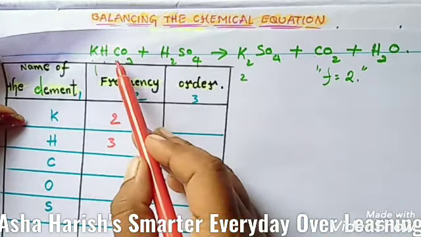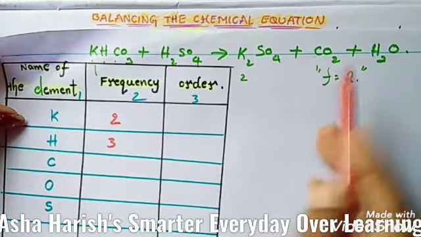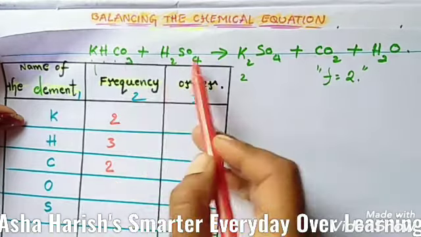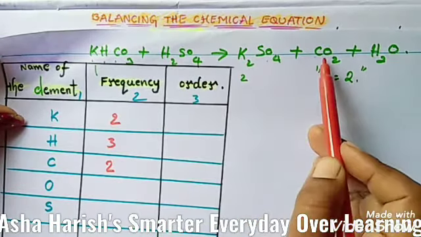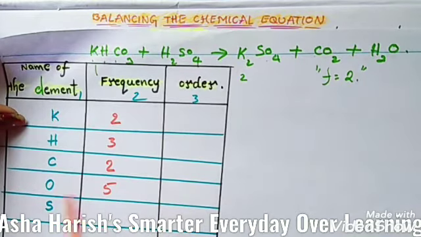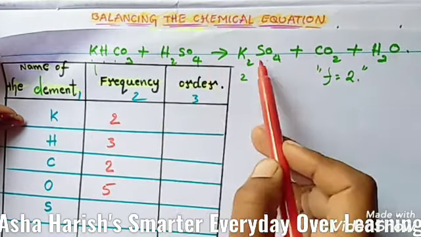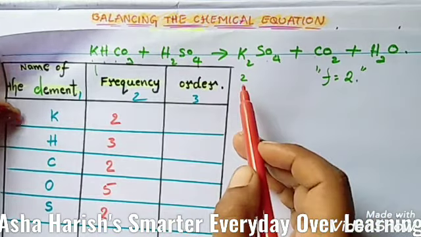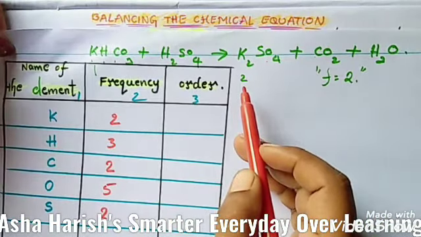Coming to carbon, 1, 2. So carbon frequency is 2. Coming to oxygen, 1, second place, third, fourth and fifth. So 5 is the frequency of oxygen. Coming to sulfur, 1 and 2. So at 2 places only sulfur is present.